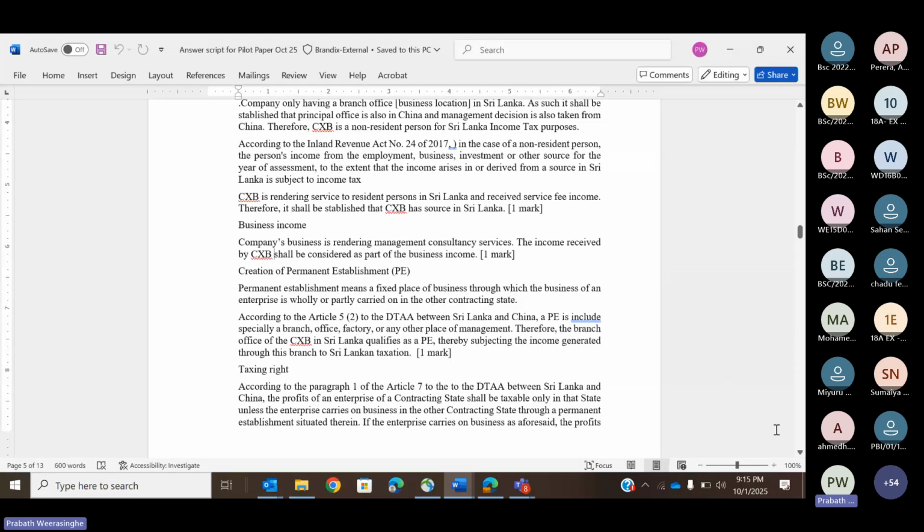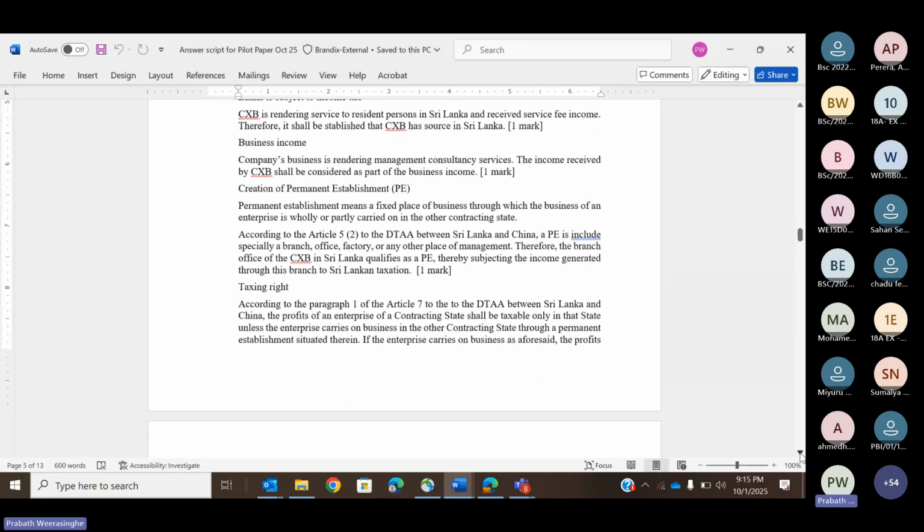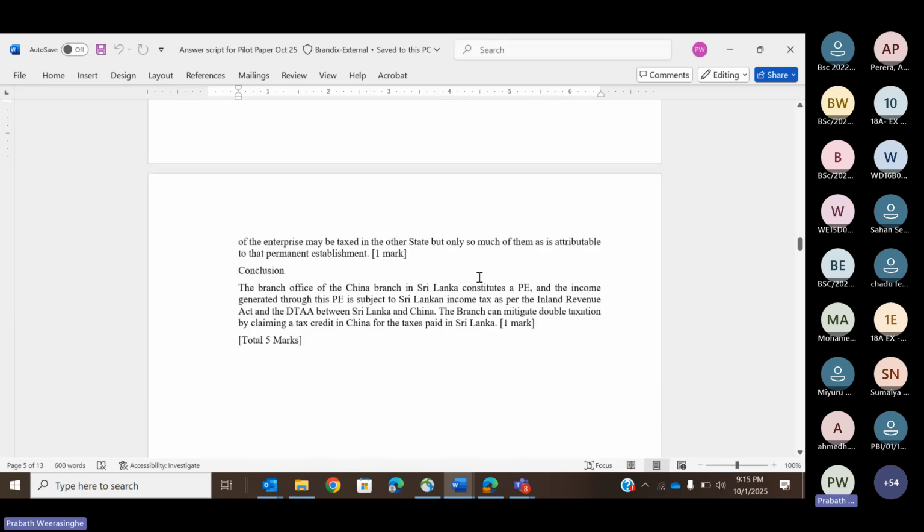Then who has the taxing right? So say in the China Sri Lanka DTA, if that particular non-resident person is rendering services to Sri Lanka, and is not physically present in Sri Lanka for more than 103 days, he doesn't have a permanent establishment, then they are liable to tax only in China, not in Sri Lanka. But if there is a permanent establishment, the taxing right comes to Sri Lanka as well, to the extent that the profit relevant to the permanent establishment is subject to tax in Sri Lanka. So give one sentence on whether that bank is liable for Sri Lanka tax or not. That's all. Right?